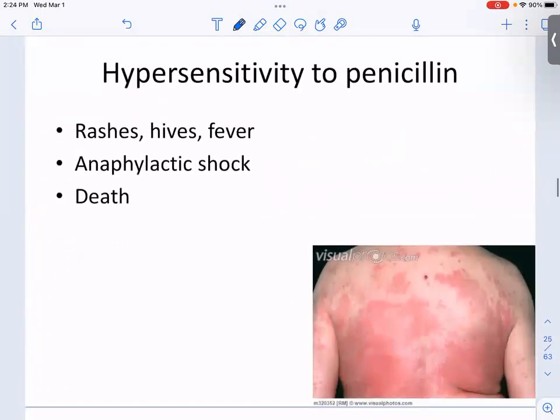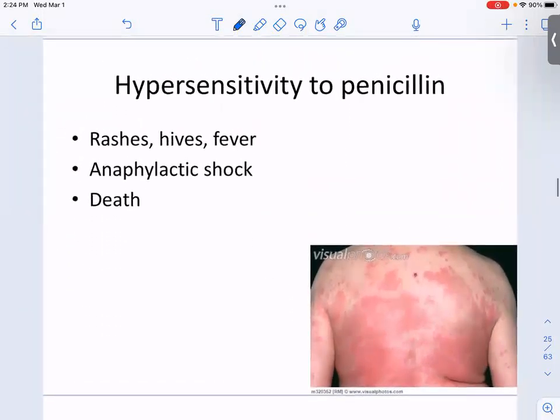Okay, and while we're on the topic of problems, I thought it was a good time to talk about penicillin allergies. Hypersensitivities to penicillin: depending on what source you look at, that determines how many people are allergic to penicillin. I've heard as many as 10%. The number is probably more like 1 to 2%.